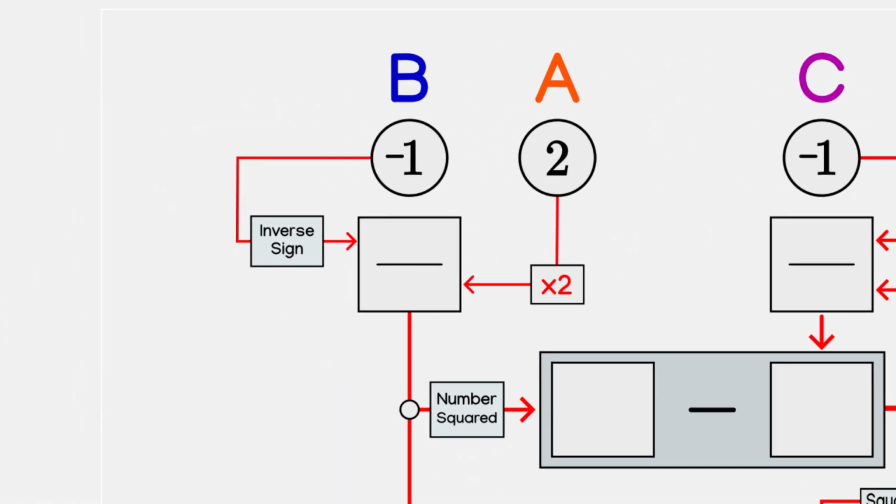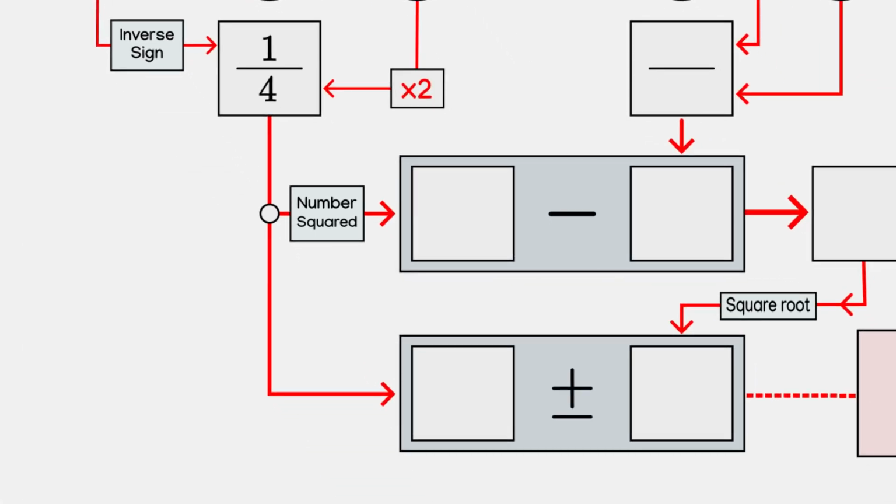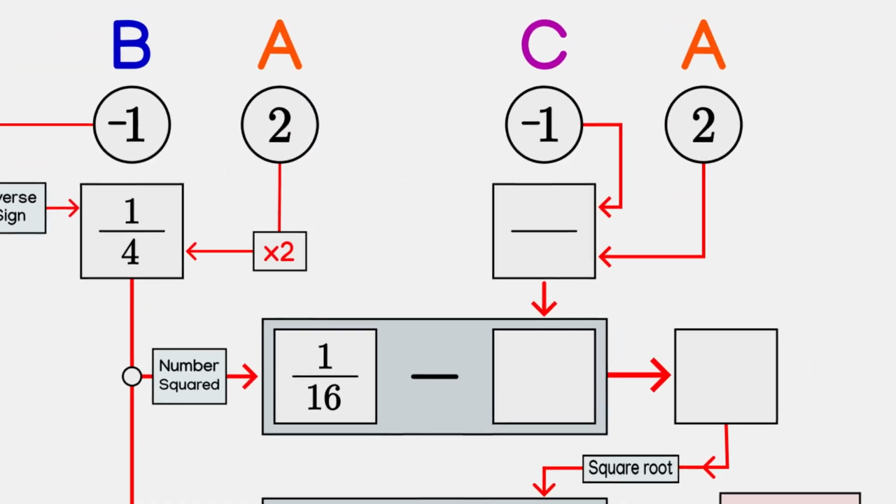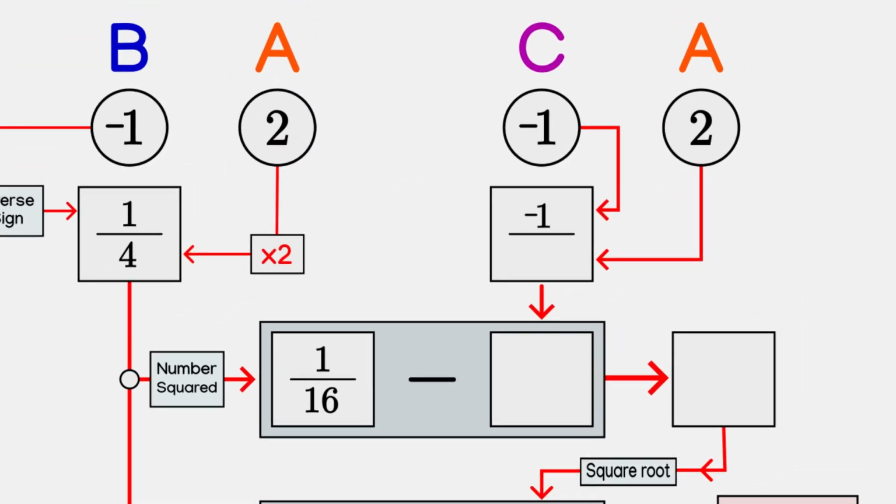Invert the sign of b to get 1 in the numerator. For the denominator, 2 times 2 equals 4. Next, place 1/4 in the bottom box and place its square in the top box. Now for the right branch, place c in the numerator and a in the denominator to get -1/2. Place the number in the next slot.